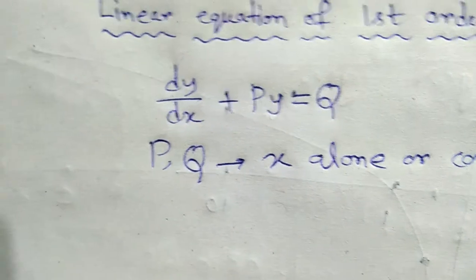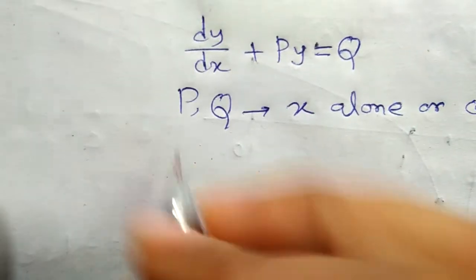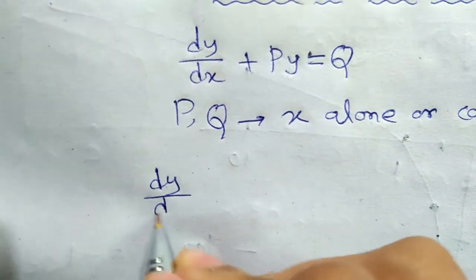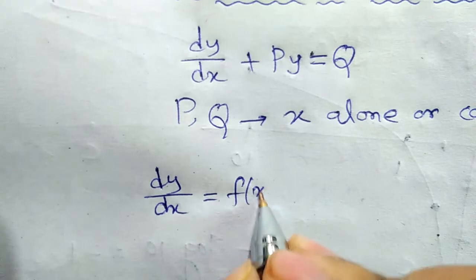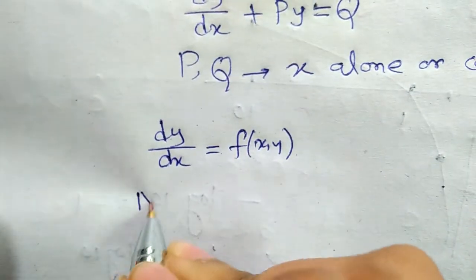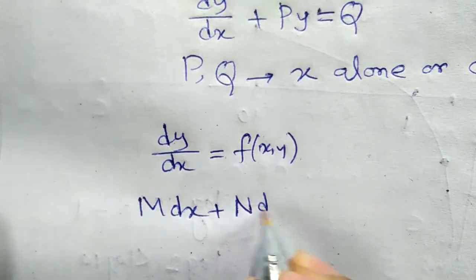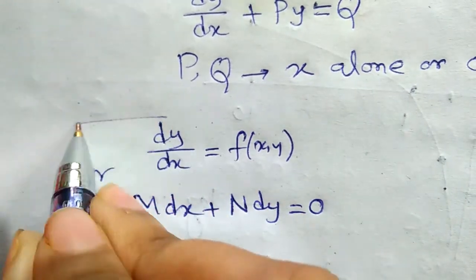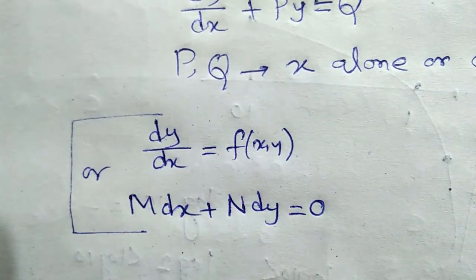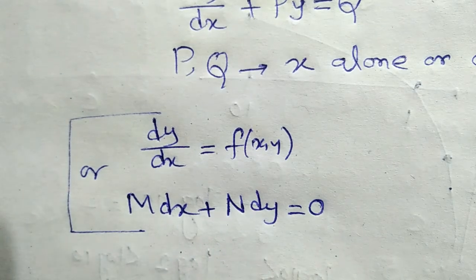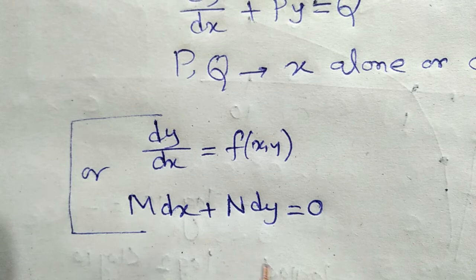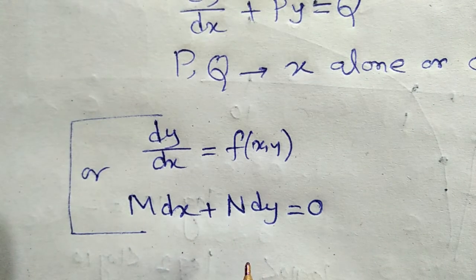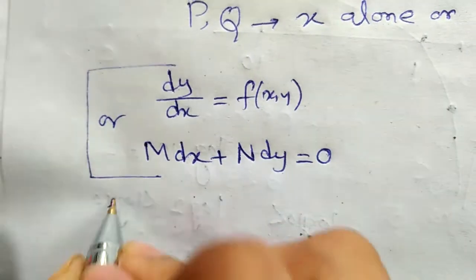Now, if our first order first degree ODE, that is dy/dx = f(x,y), or we can write M dx + N dy = 0, is exact, that means if ∂M/∂y = ∂N/∂x, then we can say this is exact. But if this equation is not exact, then there are some techniques to make it exact. So there is a term called integrating factor.